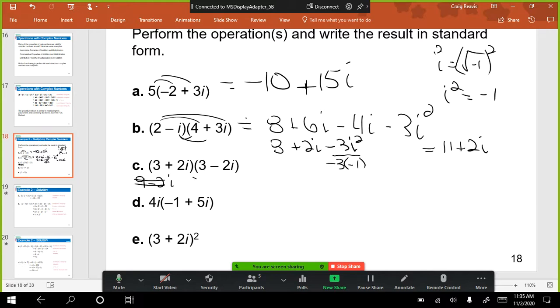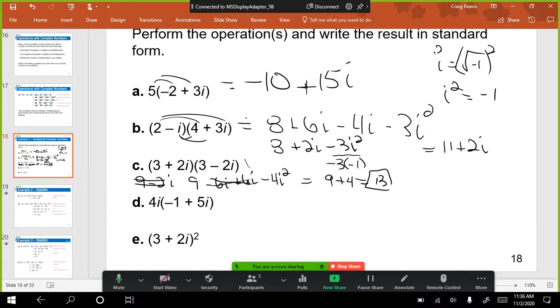scratch that. 3 times 3 is 9. 3 times negative 2i is negative 6i. And then 2i times 3 is a positive 6i. And then 2i times a negative 2i is a negative 4i squared. Now, notice the negative 6i and plus 6i are going to add to 0. And then here I've got negative 4 times negative 1, which this is really 9 plus 4, which is 13.